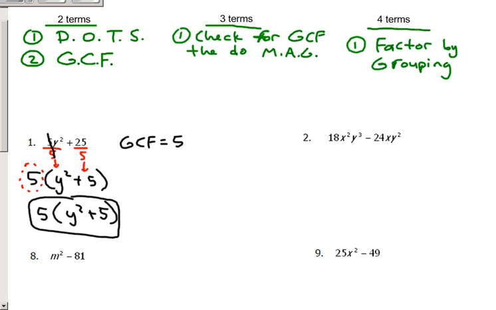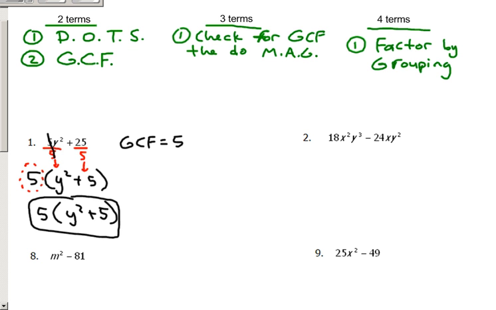Then I can go ahead to number 2. I count two terms again, so that's good for difference of two squares. Now this is when you should think, can I square root 18 and can I square root 24? In this case, both of those numbers, we can't square root and get a whole number. That means we're not going to do difference of two squares.